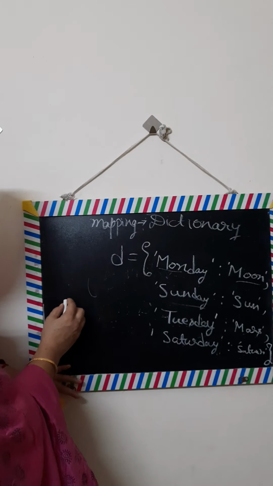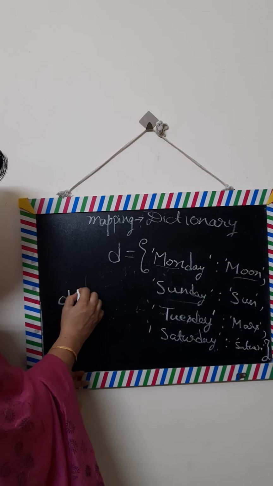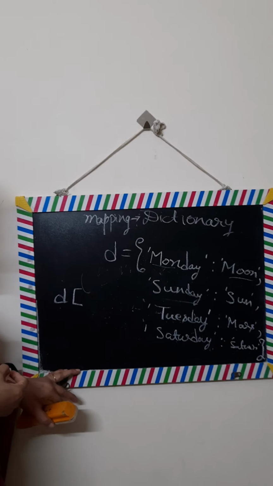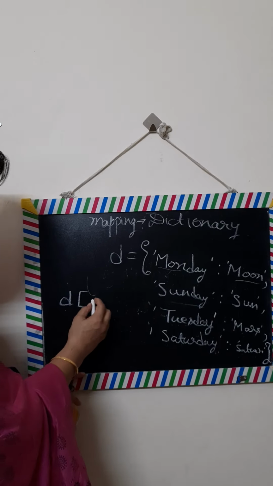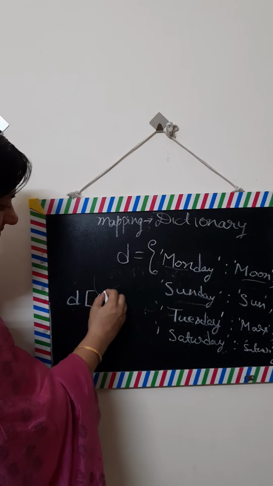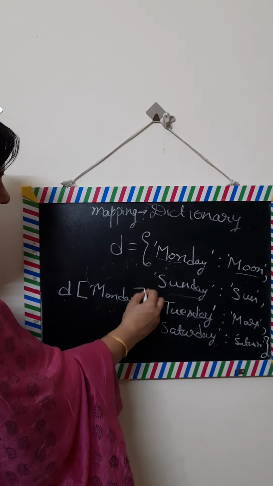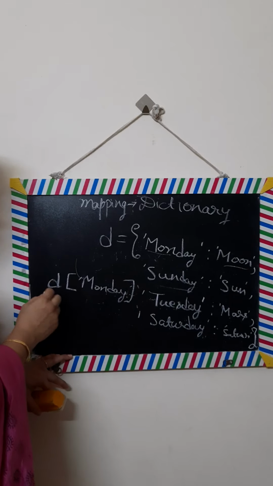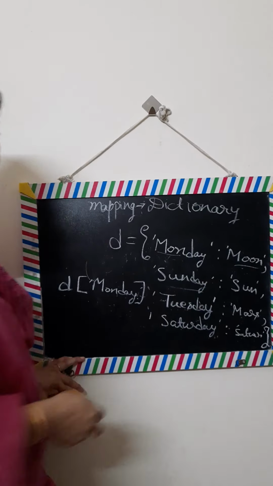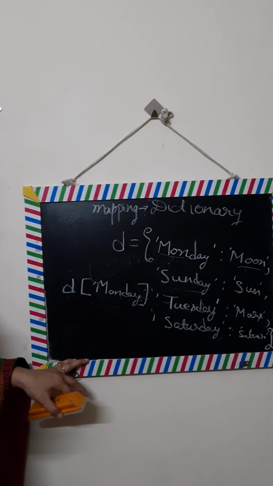Now if I want to access the value called moon, how do I access it? I will say D, open a square bracket, and say Monday. When I say this, it knows that I am talking about moon. Fine.